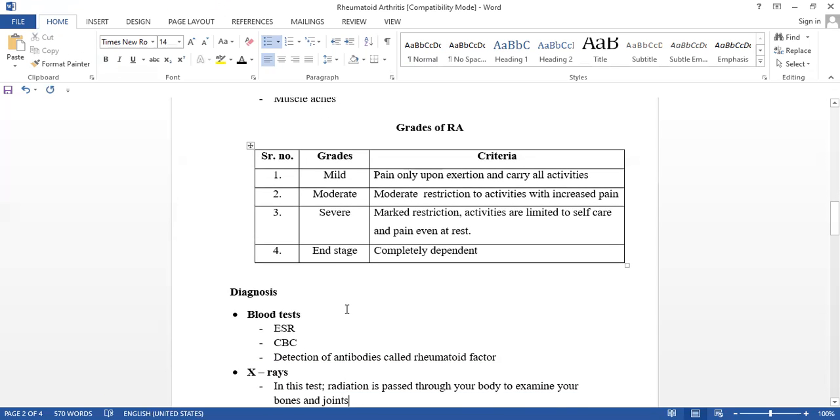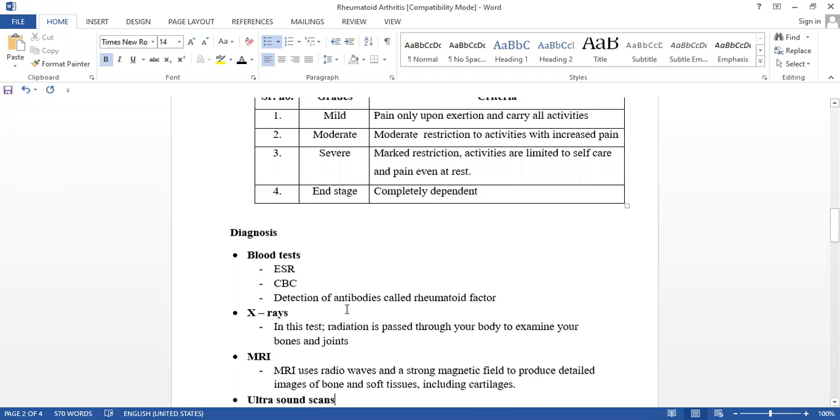Now see the diagnosis. Actually, first you have to write physical examination. That is the important one. Next, the other main diagnosis, the blood test. ESR, erythrocyte sedimentation rate. If it is increased, then the doctor can diagnose that there is an inflammation. CBC, complete blood cell count.